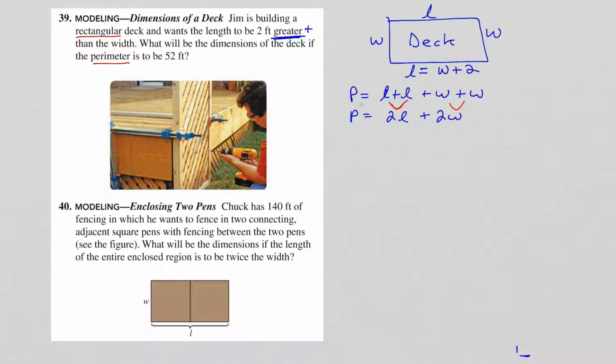Now all we got to do is replace this formula with the things that we know. So what do we know? We know that the perimeter is 52 feet, so this P is 52. And we also know that the L is W plus 2. So this L now becomes W plus 2. And that's what we need because we need everything to be in one variable. So we have 2 W's, which is good. And now we're going to solve this thing.